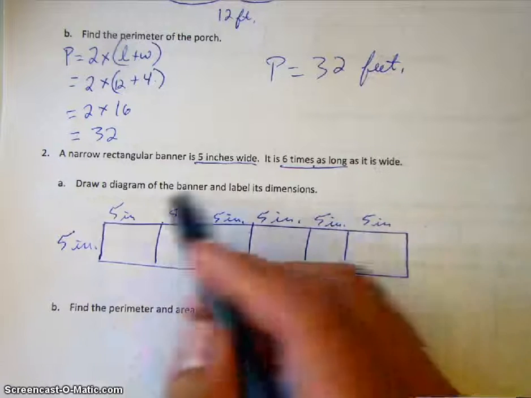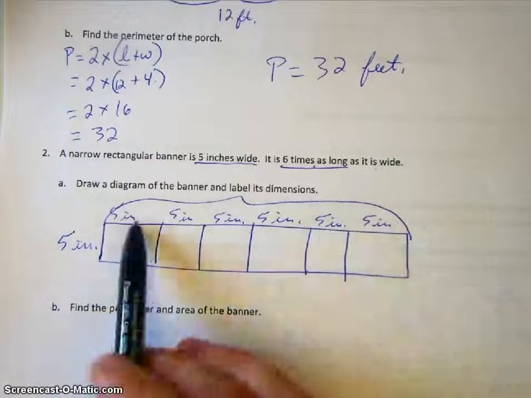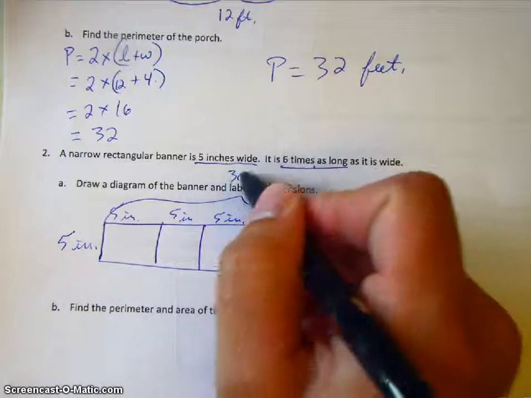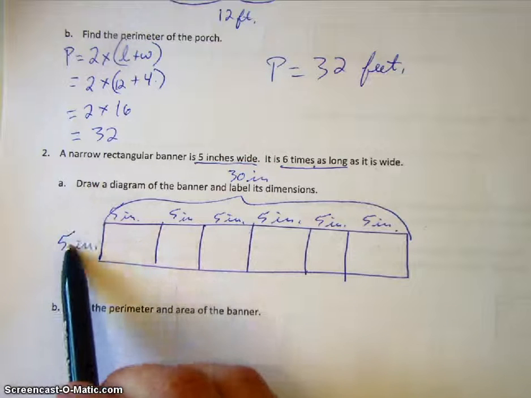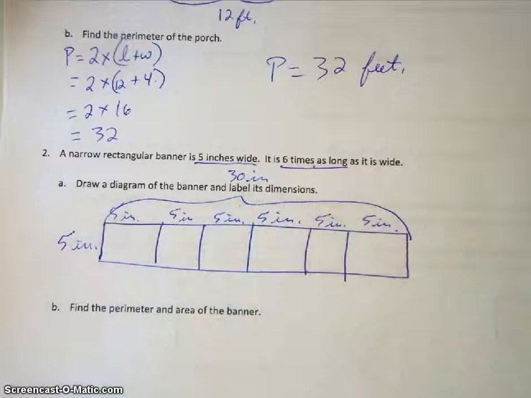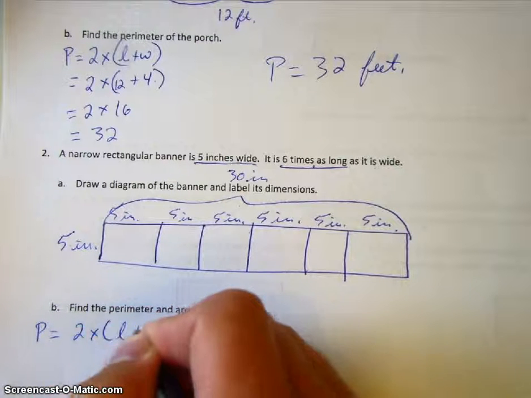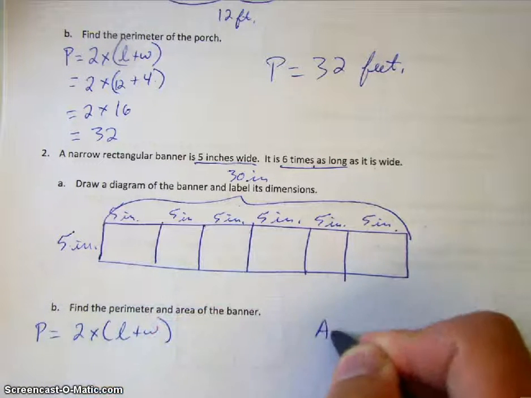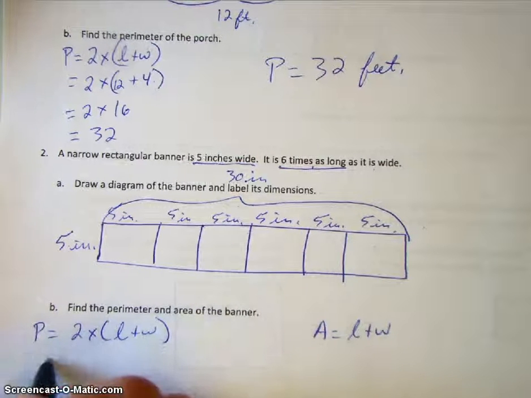Alright, so now to label that total length, we have 6 times 5, which gets us 30 inches. So the width is 5 and the length is 30 because of that 6 times 5. So now we're going to find the perimeter and area. We remember our formulas. We're going to make sure those are memorized. So let's do perimeter first.